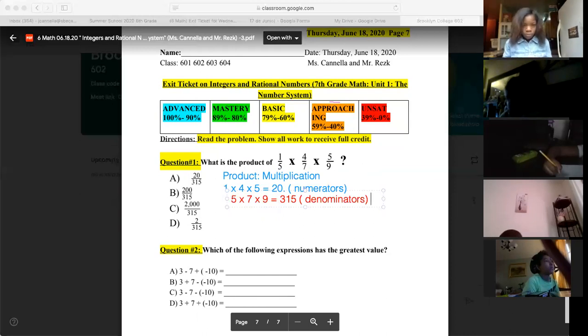All right, so which fraction is the correct answer to number 1? We have 20 over 315. What should you arrive at? A. That's it. Yes. Perfect. See how easy that was? That wasn't bad, right?